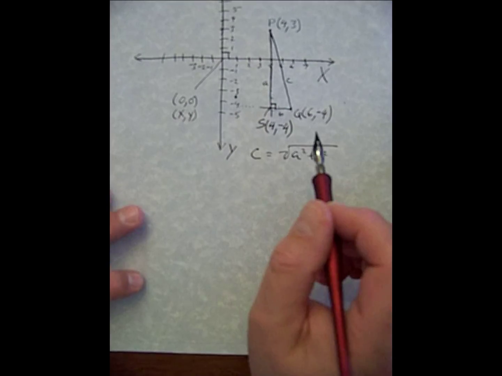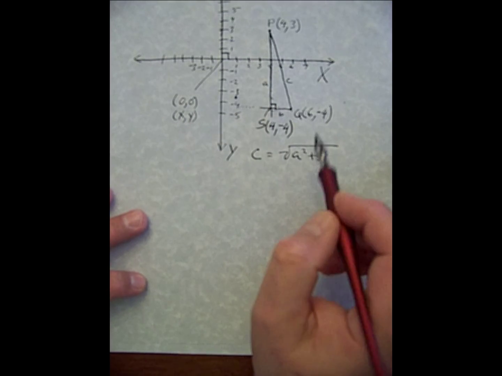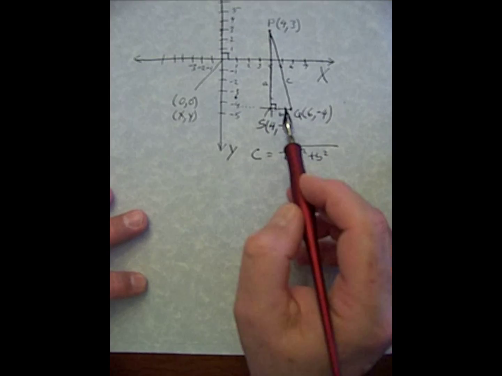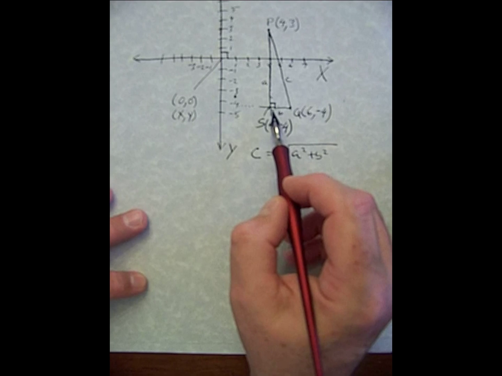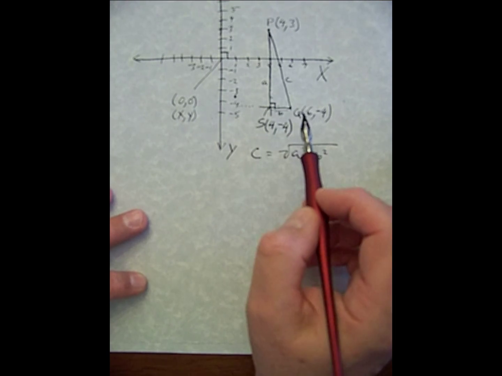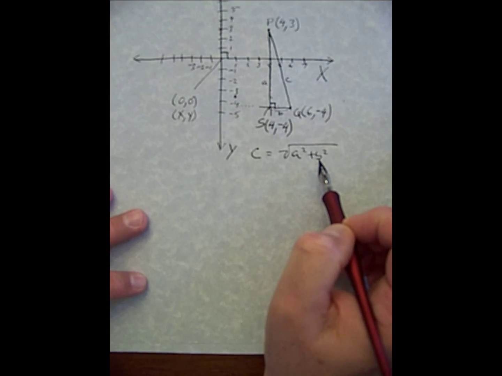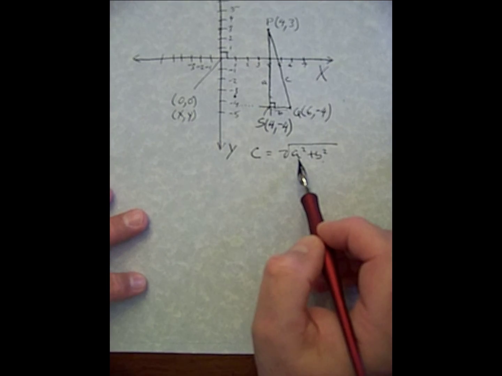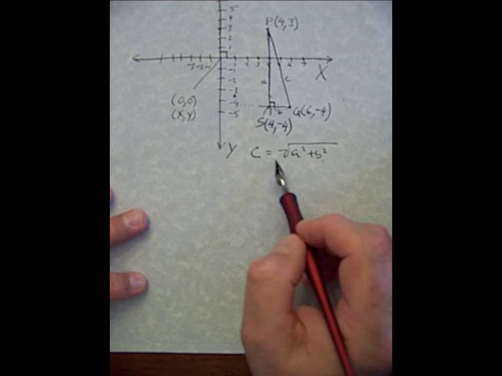So in our two-dimensional space, in order to find the distance between any 2 points, we need to find the distance in the x direction, which in this case is B, and the distance in the y direction, which in this case is A. Square those two, add them together, and take the square root.